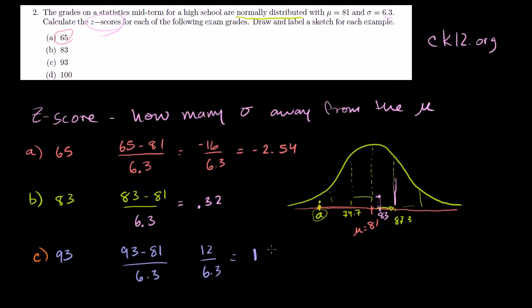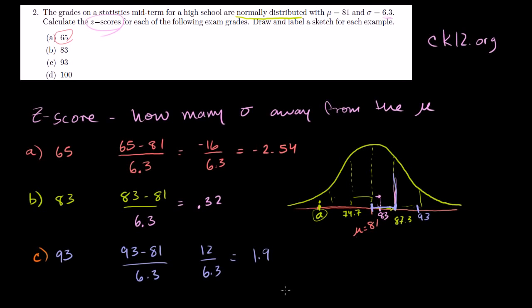Its z-score is 1.9, which means it's 1.9 standard deviations above the mean. So the mean's 81. We go one whole standard deviation and then 0.9 standard deviations, and that's where a score of 93 would lie right there. Its z-score is 1.9. All that means is 1.9 standard deviations above the mean. Let's do the last one. I'll do it in magenta.